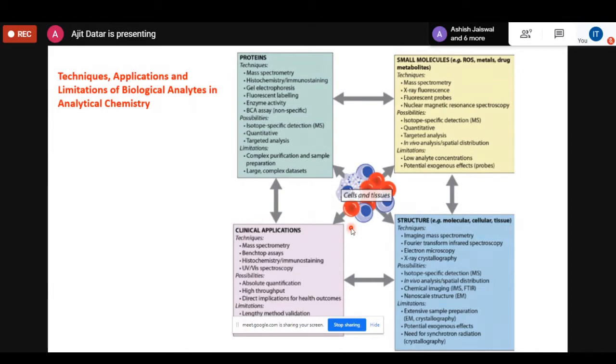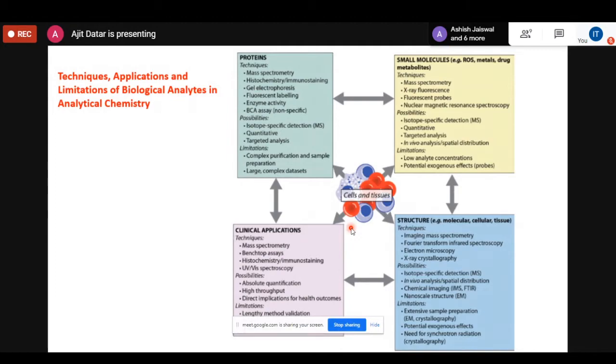Then there is another way where we are doing a lot of structural analysis. As I put, one S stands for structure, and again, it could be molecular, cellular, everything. So imaging mass spectrometry is something which is coming up. Probably I will show you one slide on imaging mass spectrometry. Then FTIR can be used for structural elucidation, electron microscope, X-ray crystallography. Single crystal X-ray can give you some structural information about protein, three-dimensional structure of protein.